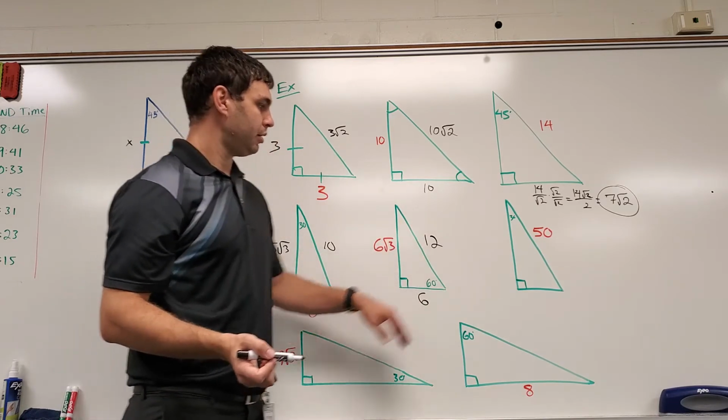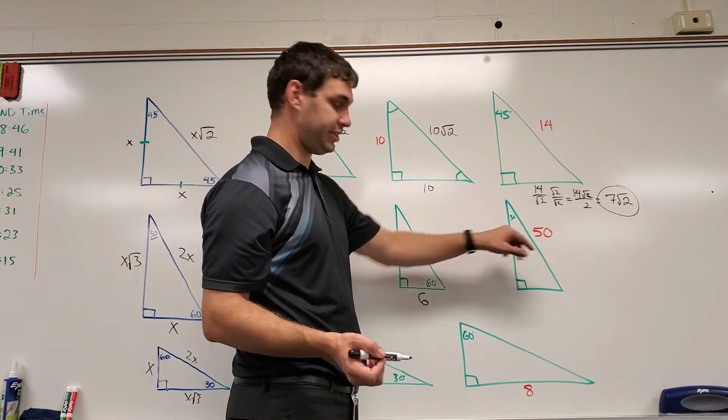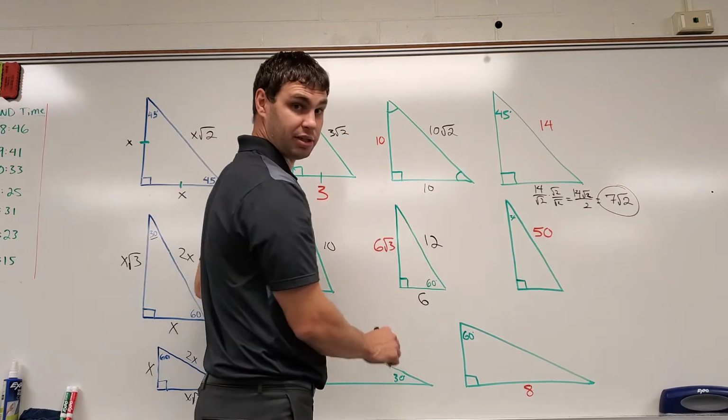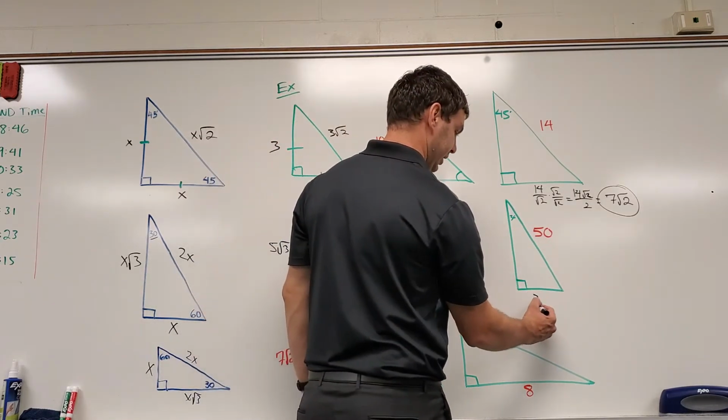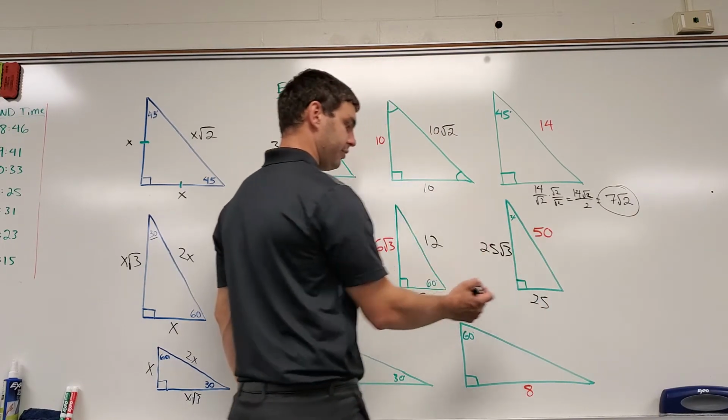It's always easiest if we can do the short side and turn that into either the hypotenuse or the long side. Okay, this third one, we're given that the hypotenuse is 50. Remember, that's always double our short side, so half of 50 is 25. And then that same number, 25, goes in front of the square root of 3 for the long side.